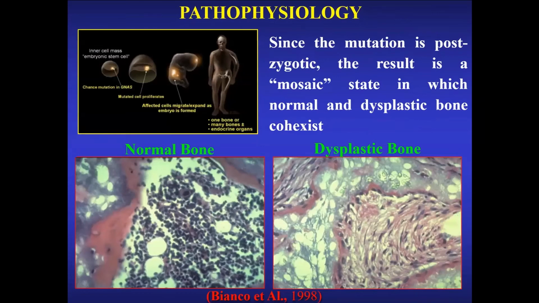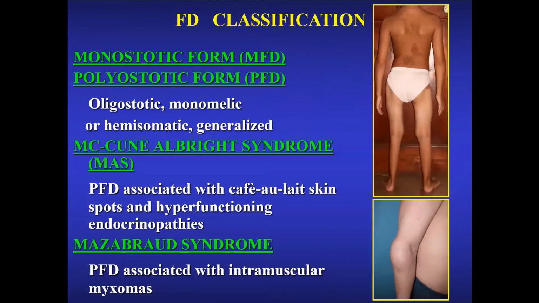Since the mutation is postzygotic, the result is a mosaic state in which normal and dysplastic bone coexist. Fibrous dysplasia of bone may be classified in monostotic form, polyostotic form, McCune-Albright syndrome, and Mazabraud syndrome.